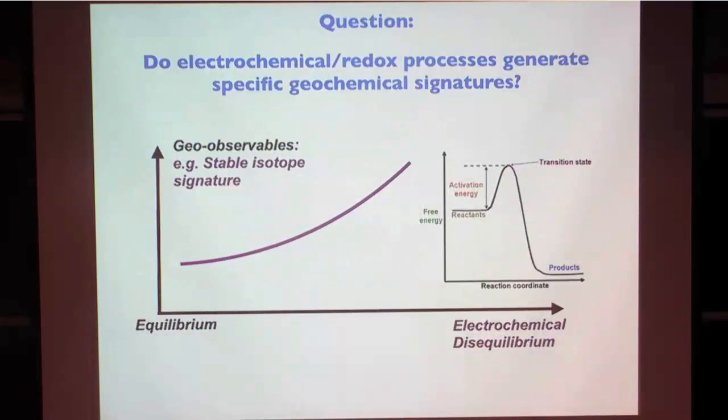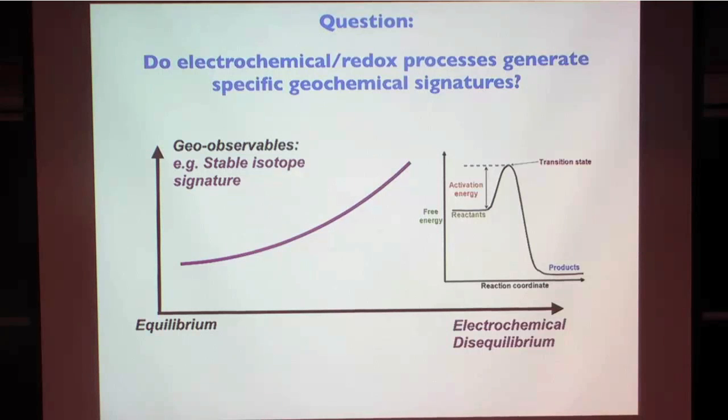So the original question that we set out to address was, if there were reactions at the core mantle boundary, would we be able to tell? But it's very difficult to do an experiment in isotope fractionation at the high pressures and temperatures that are relevant to the core mantle boundary. So we backed off and asked the same question, but in a simpler way, which is, do redox processes or electrochemical processes generate specific geochemical signatures so that we might be able to take a sample downstream and interrogate its geochemistry and say, aha, redox happened up yonder? That's the goal, that's the hope.